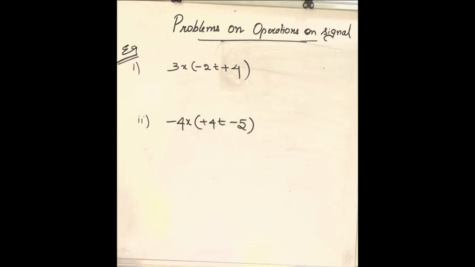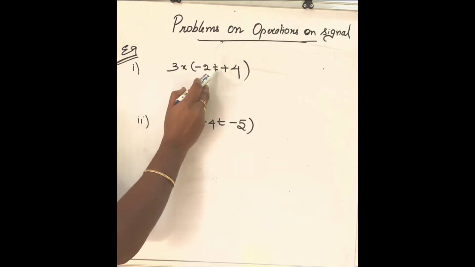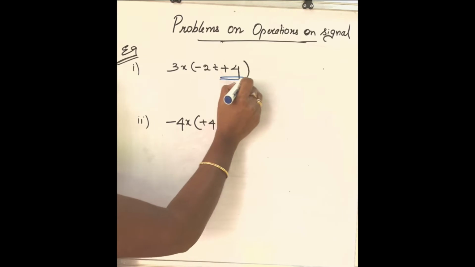Problems on operations on signal. Before getting into a problem, we'll see what the problem exactly means. So here I've taken two examples, 3x(-2t+4) and -4x(4t-5). Let's see the first one, 3x(-2t+4). First check out what is with t.